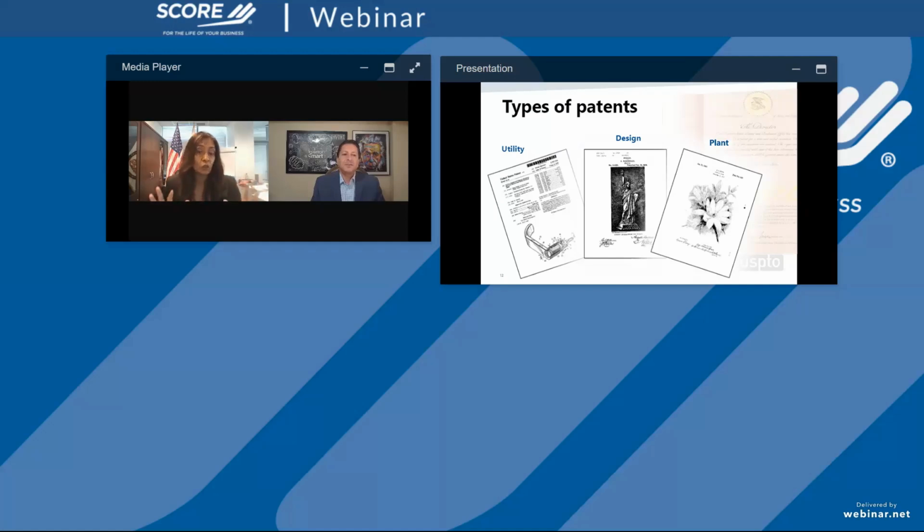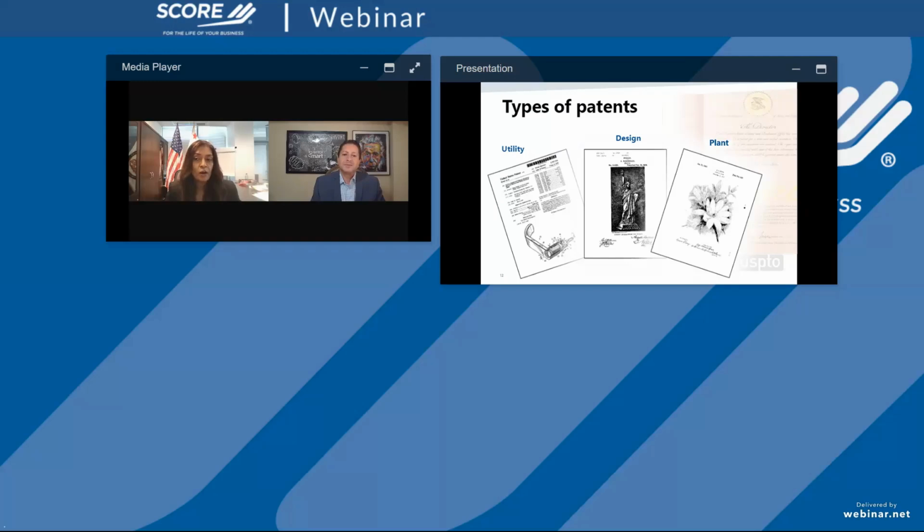Then we go into designs, and that has to do more with the way something looks, the ornamental aspects of it. And so there are design patents. If you look at the slide right here, you see the Statue of Liberty. The Statue of Liberty had a design patent on it. A lot of the Star Wars figures have design patents on them. Another one, toothbrushes, the way that they look, you'll see design patents there.